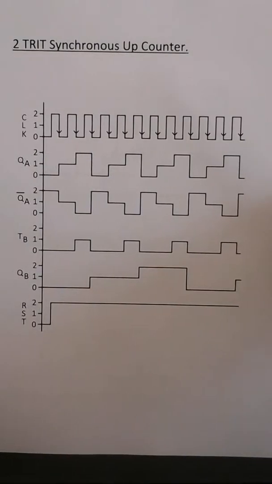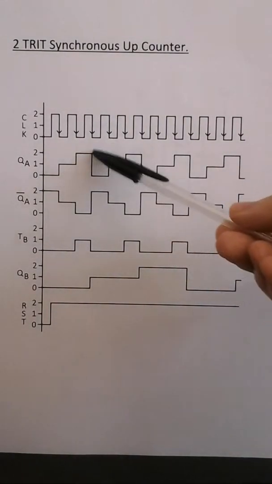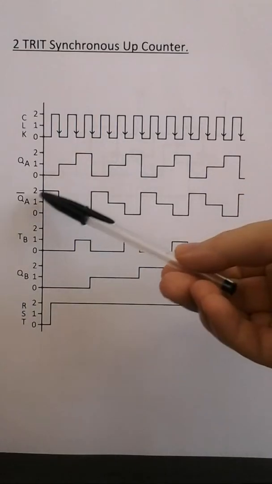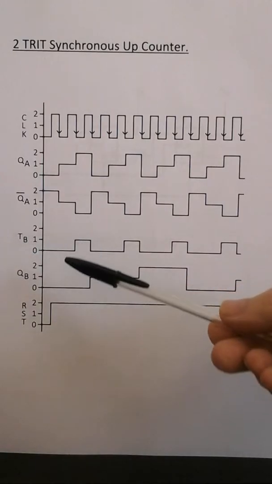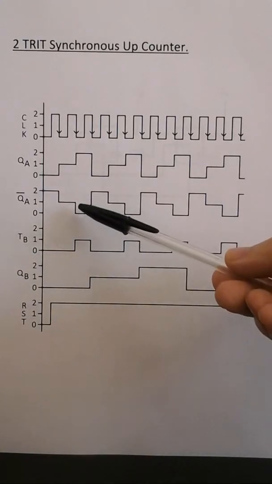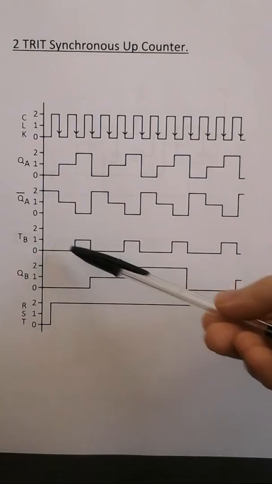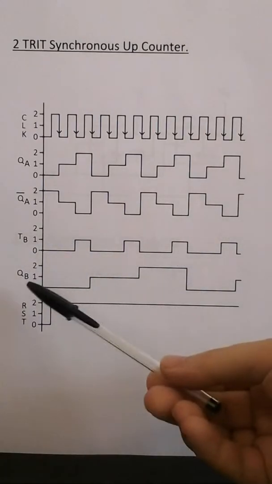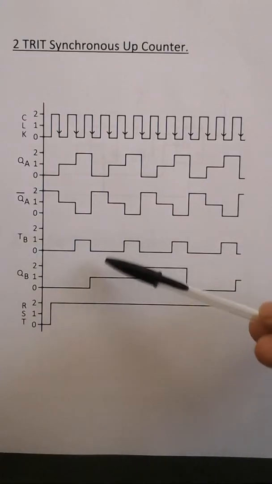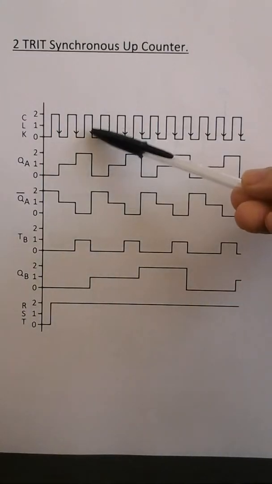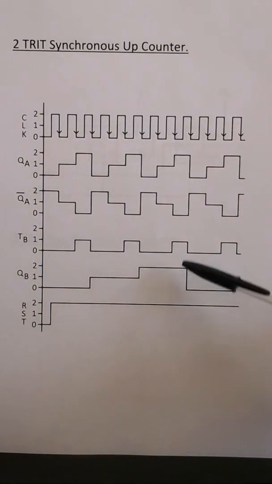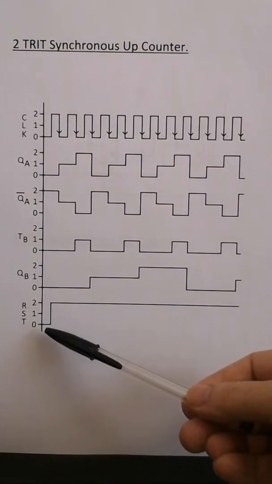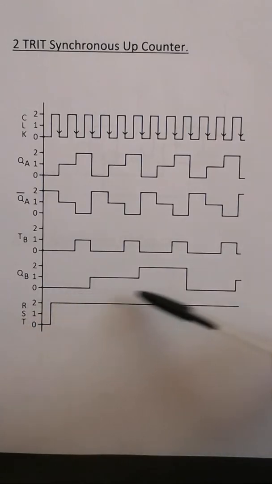So here we have the timing diagram. When QA counts up, not QA counts down, and TB, which is the 1 function, is a 1 when not QA is a 0 and a 0 otherwise, and QB counts up when TB is a 1 and the clock is applied. So that counts up 0, 1, 2, 0, 1, 2, 0. And we have a momentary startup reset, which is a 0 and goes to a 2.